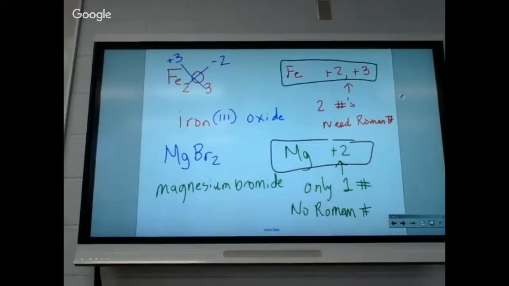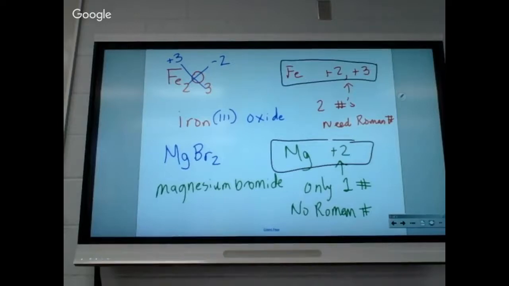All right, the first element is aluminum. How many numbers does aluminum have written beside it? Will aluminum get a Roman numeral? No. Okay, the next element is antimony. When you look at antimony, how many numbers are listed beside antimony? Will it need a Roman numeral? Yes, because it has more than 1.